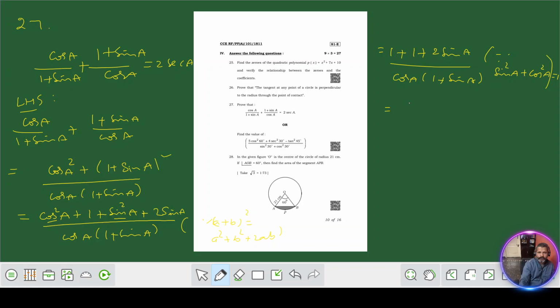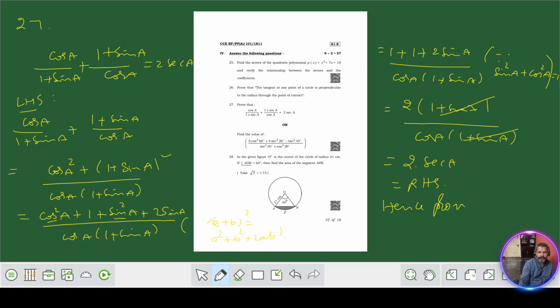Simplify the numerator. 1 plus 1 is 2. 2 plus 2 sin A, we get 2 as a common factor. So 2 of what is remaining? 1 plus sin A, by cos A of 1 plus sin A. This cancels. 2 by cos A is remaining. 1 by cos A is nothing but secant A. Therefore, 2 secant A, that is equal to RHS.